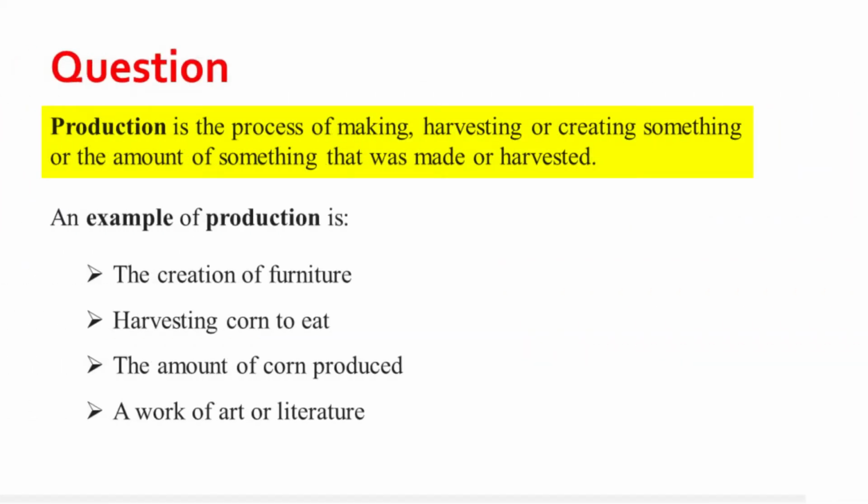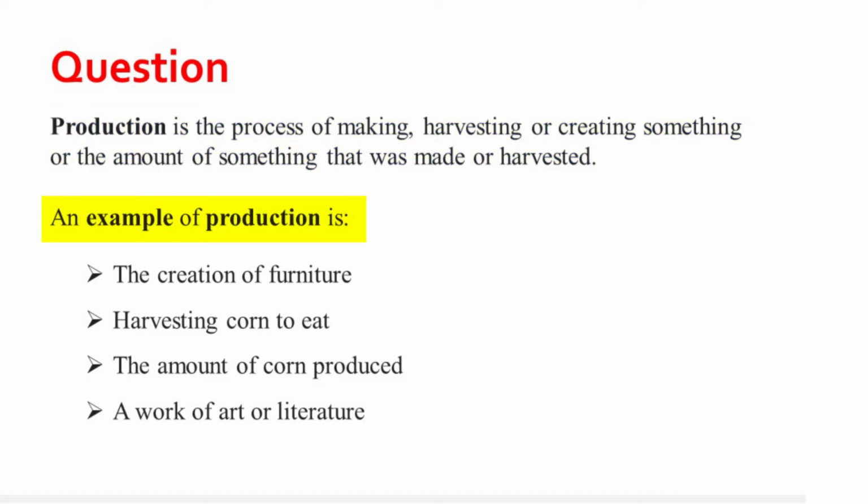Question. Production is the process of making, harvesting, or creating something, or the amount of something that was made or harvested. An example of production is the creation of furniture, harvesting corn to eat, the amount of corn produced, a work of art or literature. Make your pick.